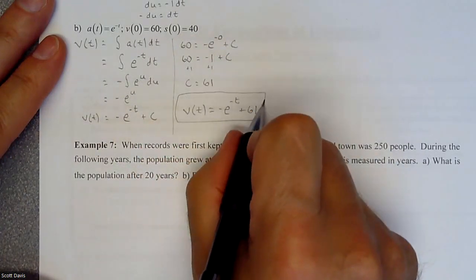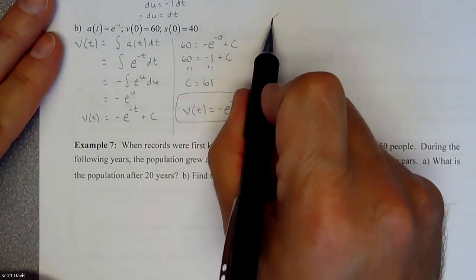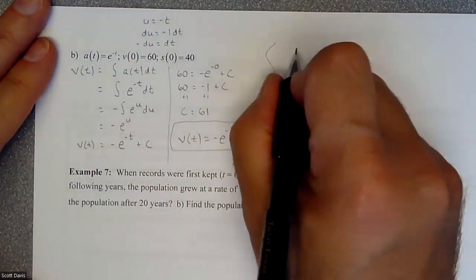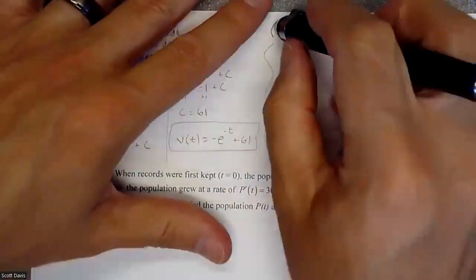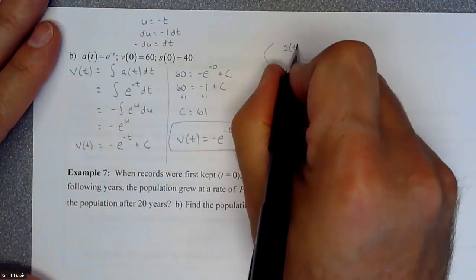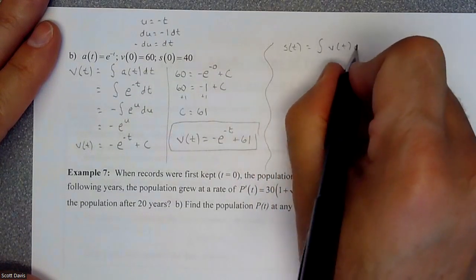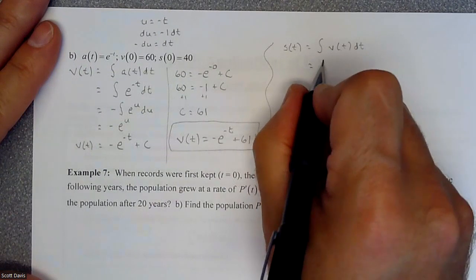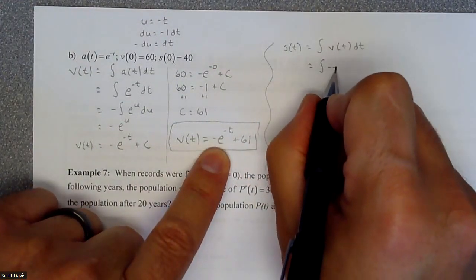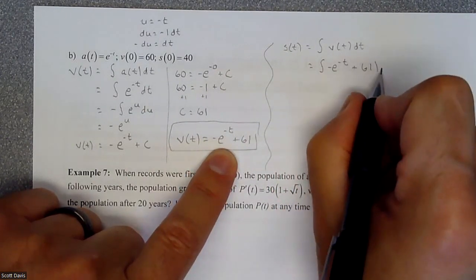So we're partway through. We wanted the velocity function based on that certain given information. We got it. So now let's do the position function. The position function s of t is going to be the antiderivative of our velocity function. So we're going to do the antiderivative of negative e to the negative t plus 61 dt.